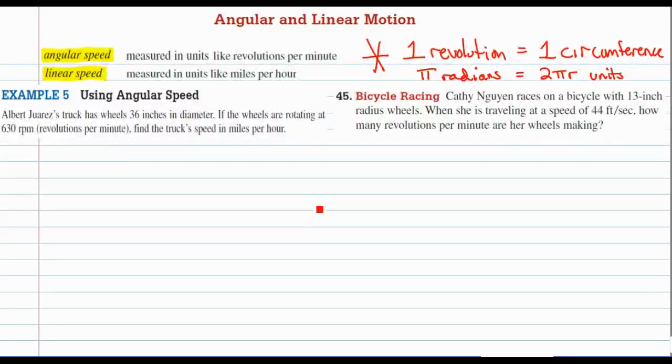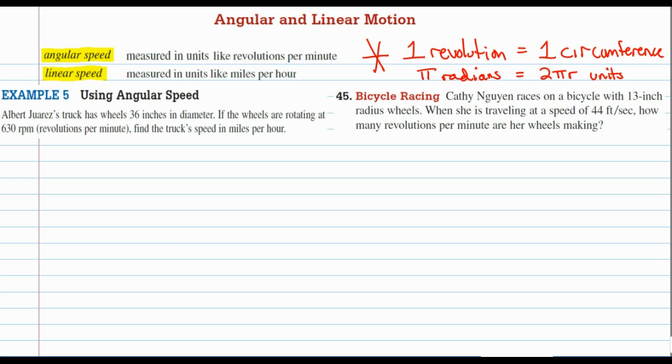This is the screencast for section 4.1, example 5, angular and linear motion. Now the difference between angular and linear motion is that linear motion is more of what you're used to. A car travels at 20 miles an hour, a person runs at 8 miles an hour, whatever the case may be. In linear motion, you're traveling over a line.